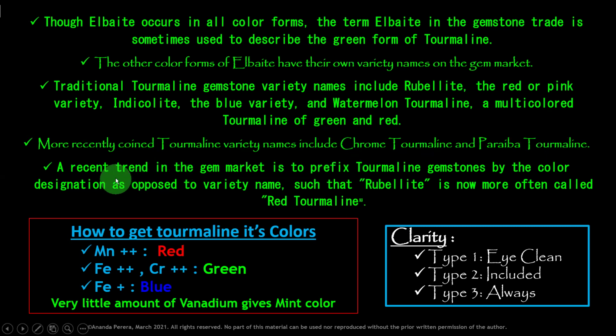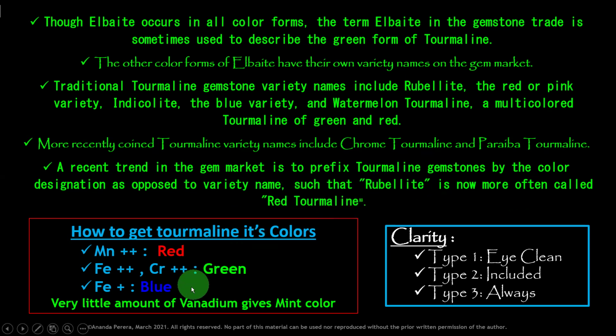Big price. A recent trend in the gem market is to prefix tourmaline gemstones by the color designation as opposed to variety name, such that rubellite is now more often called red tourmaline. Ruby-like means rubellite, red tourmaline.